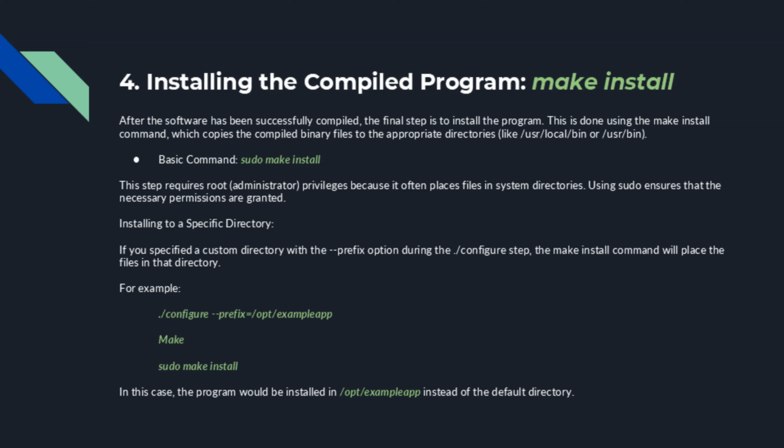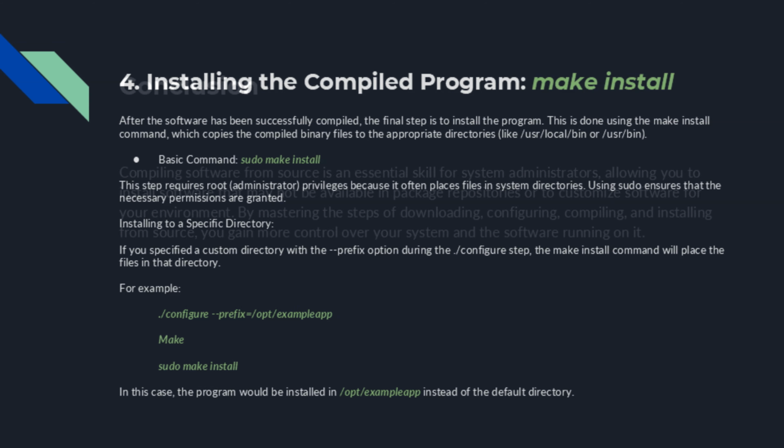For example, ./configure --prefix=/opt/exampleapp. sudo make install. In this case, the program would be installed in /opt/exampleapp instead of the default directory.